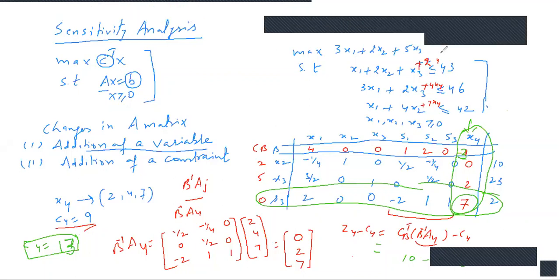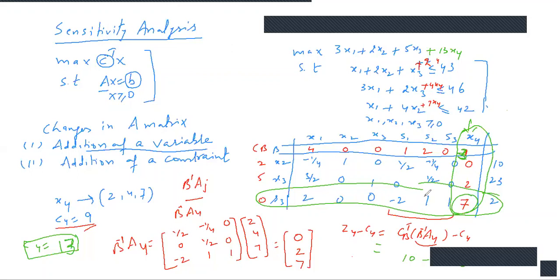Okay, so we take plus 13x4, right? Now I think, is it fine? 5 into 2, 10. 10 minus 13 is minus 3 here. So optimality is disturbed. So we have to proceed in this way.